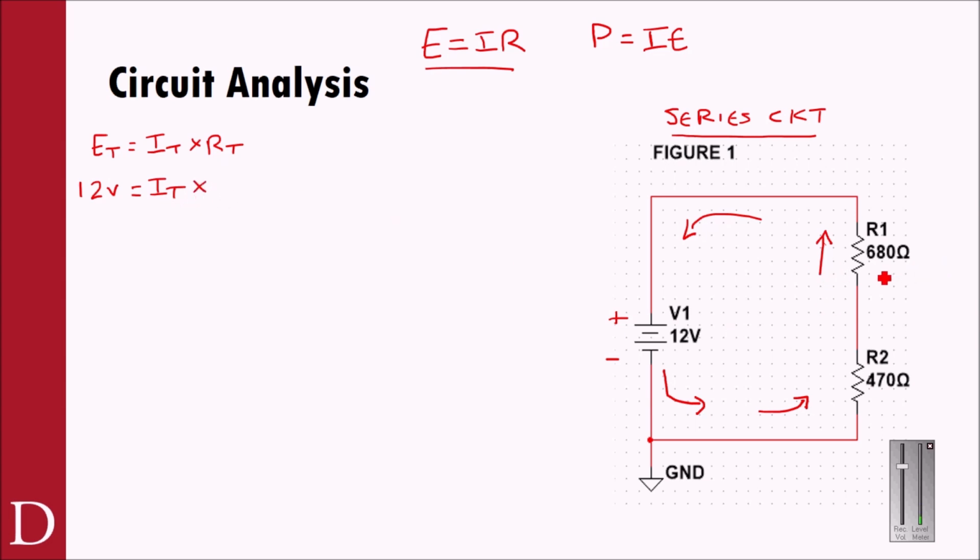In this case, RT is equal to these two resistances added together. If I look at those two resistances added together, it's 1150 ohms. So I can calculate RT very accurately, and that is the total resistance of the circuit. If I divide both sides by 1150, I will come up with IT equals 12 divided by 1150. I'm typing this in on my calculator, and I'm going to take this out a few decimal points so that we get a good accurate measurement here.